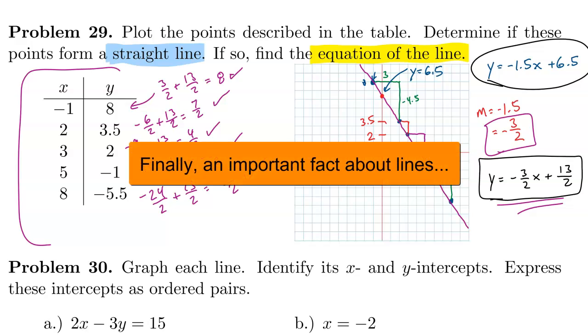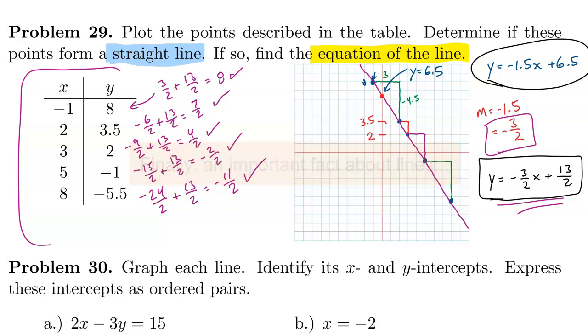I'd like to highlight an important idea that came up in this example. The slope of a line is a constant characteristic of that line. Any 2 points on a line can be used to calculate the slope because that slope number will be the same between any 2 points on a straight line.